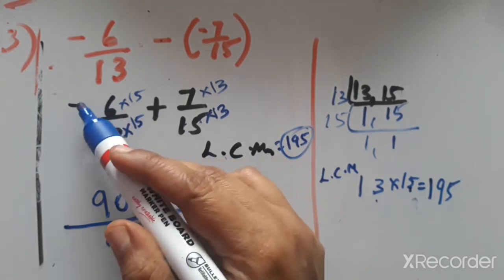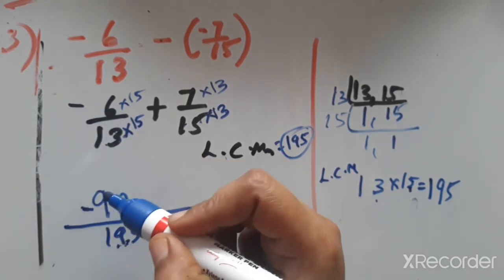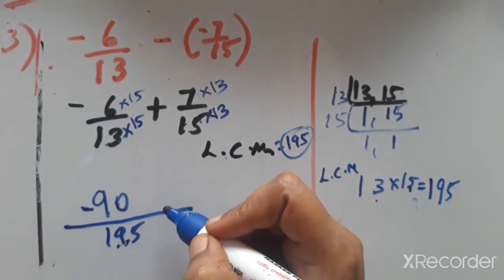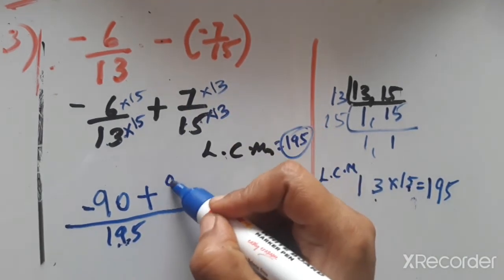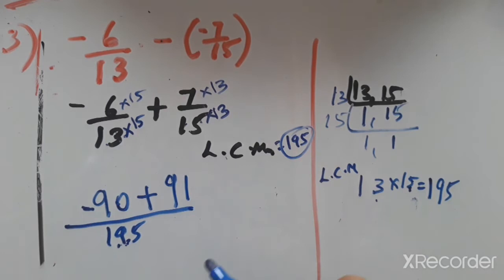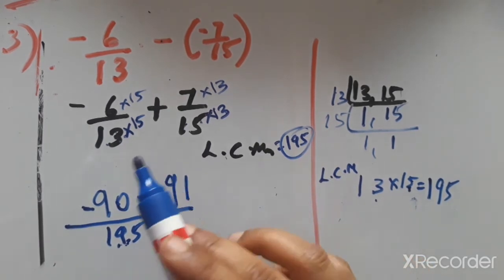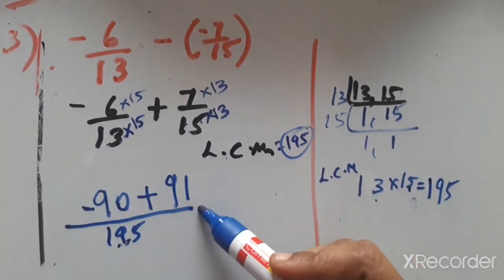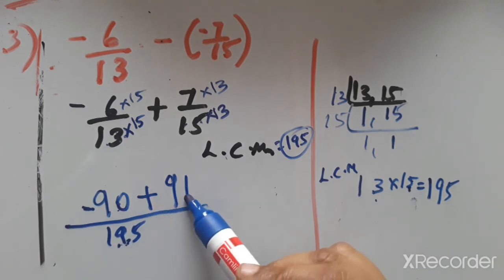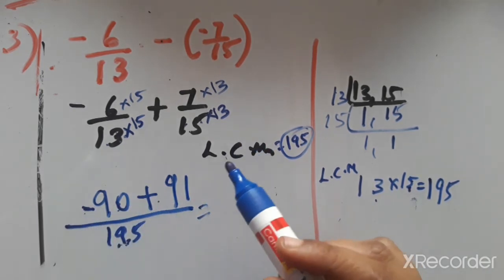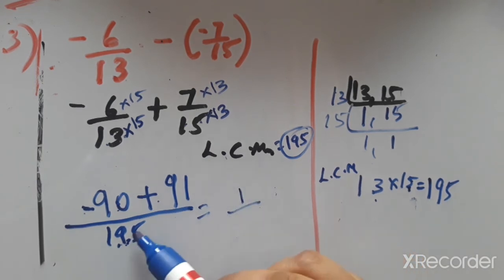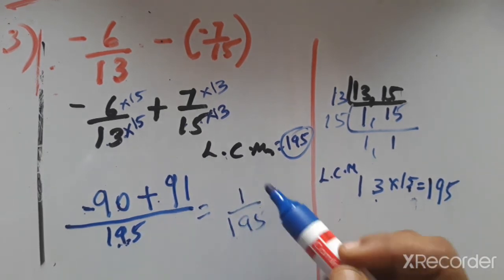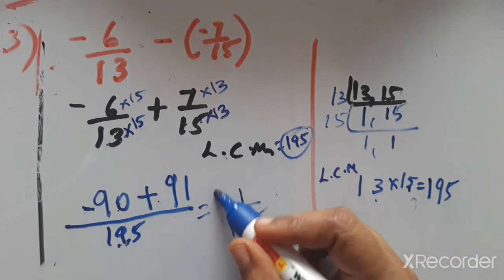Minus 90 plus 91. 13 sevens are 91. So minus 90 plus 91 means different symbols, so it is subtraction. After subtracting, the value is 1. So 1 by 195. This is the answer.